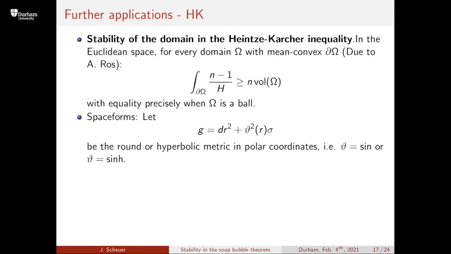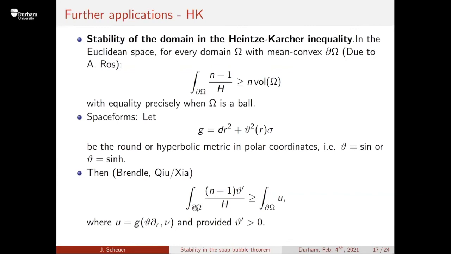Therefore, let me introduce some notation. If we have a space form, for example the sphere or the hyperbolic space, then we can write the ambient metric in geodesic polar coordinates, where theta is the sine in the sphere case or the hyperbolic sine in the hyperbolic case. And then the Heintze-Karcher inequality in these spaces looks like this. And this is basically due to Simon Brendle and Chao Xia and Chuanqiang Chen.